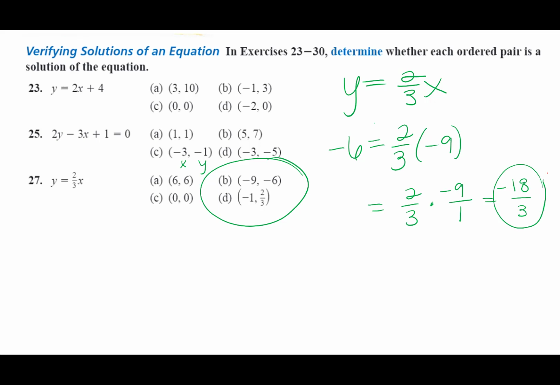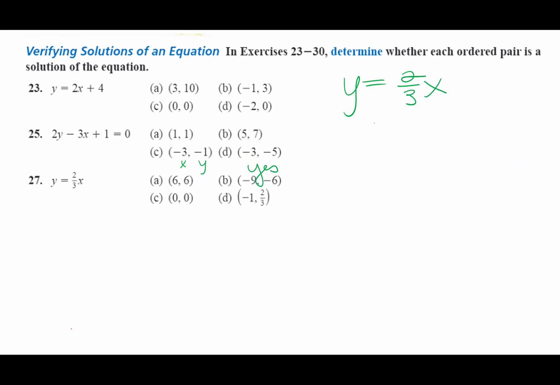In this example, -18/3 simplifies to -6. And that's what we had on the other side, so -6 does equal -6, and so B is a solution. The ordered pair for D is -1, 2/3, so this will look like 2/3, which is your y value, equals 2/3 times -1. You could probably see what's going to happen in your head, but let me go ahead and work it all the way out. 2/3 times -1/1.